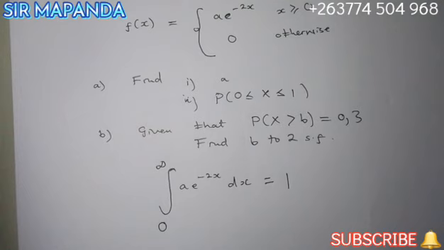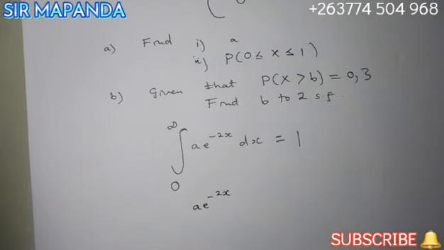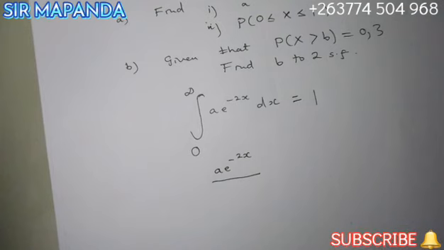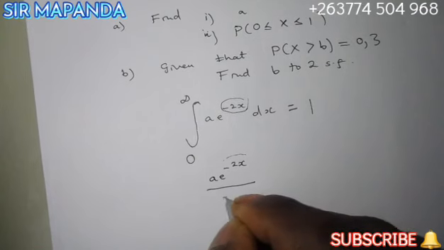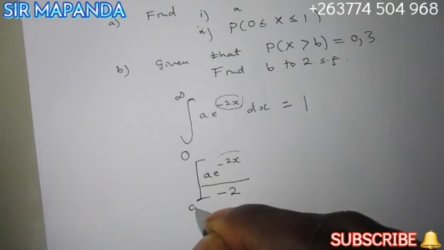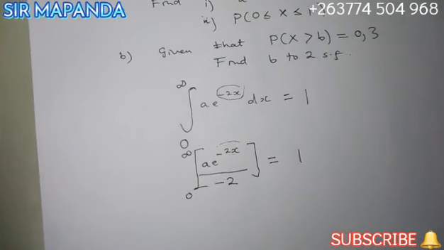Right, so how do you integrate an exponential? To integrate an exponential, you write the function as it is first. We are given a e to the power of minus 2x. You write the given function as it is first, then you divide by the derivative of the power. The derivative of minus 2x is minus 2. I hope you are following. Then our limits are from 0 up to infinity. You equate it to 1.